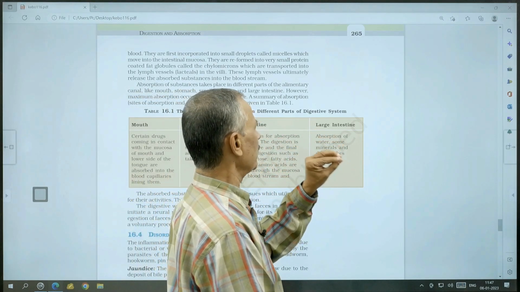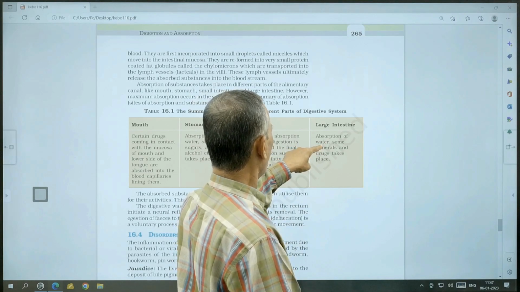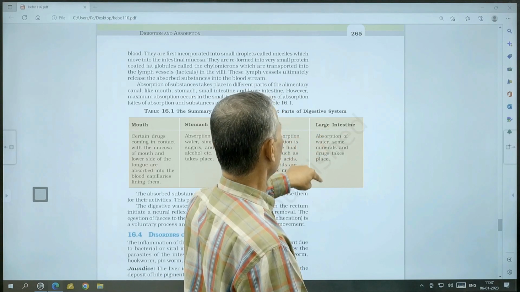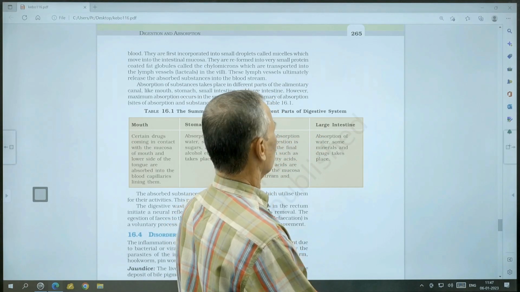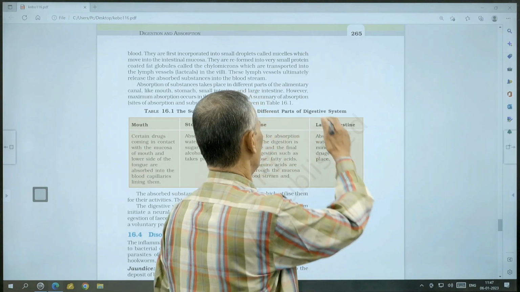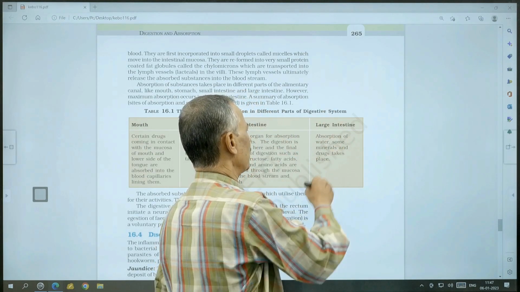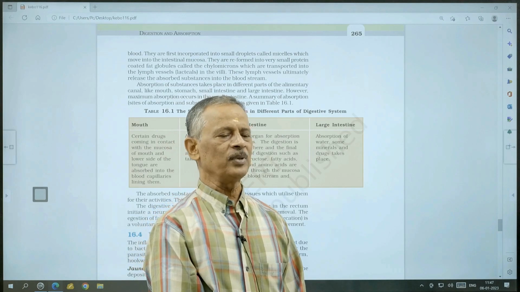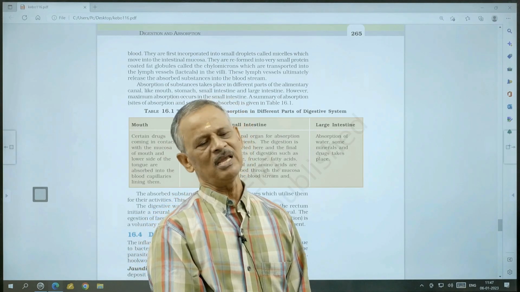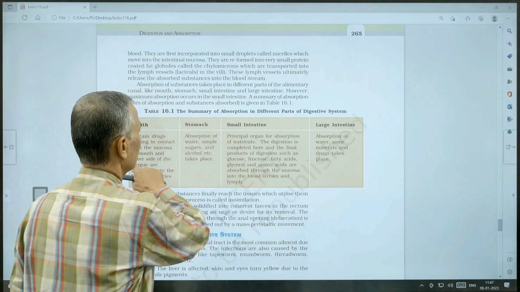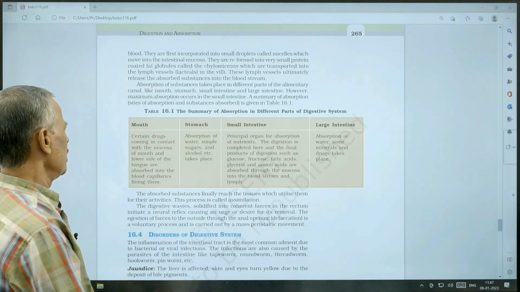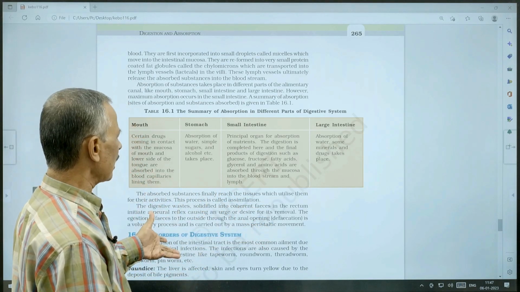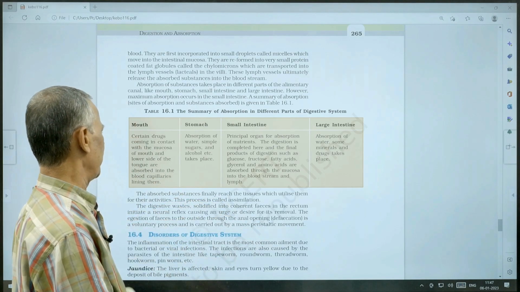And the large intestine also has a small role in absorption: absorption of some quantity of water. Don't think that the main site of absorption of water is the large intestine. It takes place in the small intestine, but the remaining small quantity of water will be absorbed in the large intestine. Some minerals and drugs are also absorbed, through the epithelium of the large intestine. So these are the sites where absorption takes place. The absorbed substances reach the tissues, and the tissues utilize them for their activities, which is called assimilation.